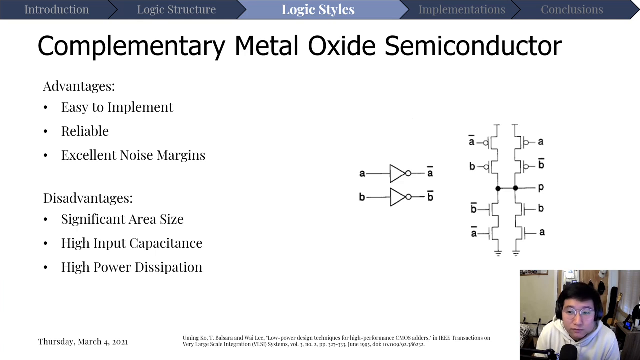If CMOS was perfect, of course, we wouldn't be pursuing other logic styles, but CMOS has its own flaws when it comes to creating smaller circuits. If we look at the disadvantages, there's significant area size because you generally have to size up the PMOS transistor to match for the gate, and in general you'll find CMOS circuits will have a much larger area than some of these other logic styles. As well, for the same reason, we have a high input capacitance for CMOS, and generally a higher power dissipation. Now this isn't set in stone, but when we compare bare-bones CMOS to bare-bones versions of other styles, we do find that CMOS has a higher power dissipation.